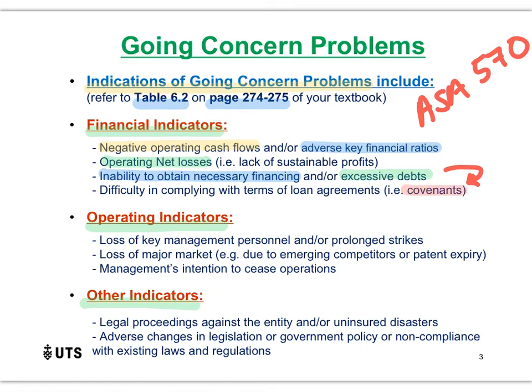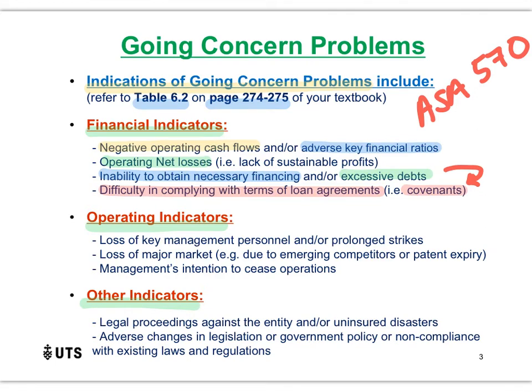We make sure that they're not close to breaching the covenants, and we also place more audit attention on the areas relating to debt covenants, because that might be a risk area where they might manipulate information to make sure that they don't breach them. So we do look at whether the business is having difficulty in complying with their debt covenants and the terms of their loan arrangements. So those are just some financial indicators.